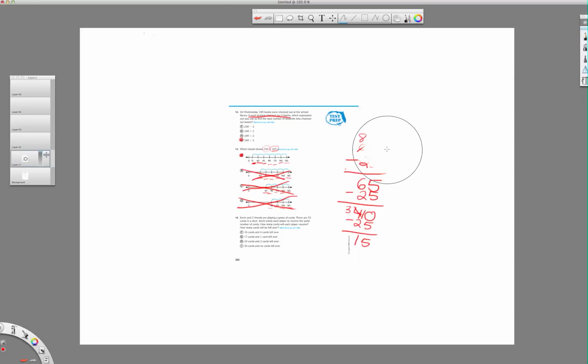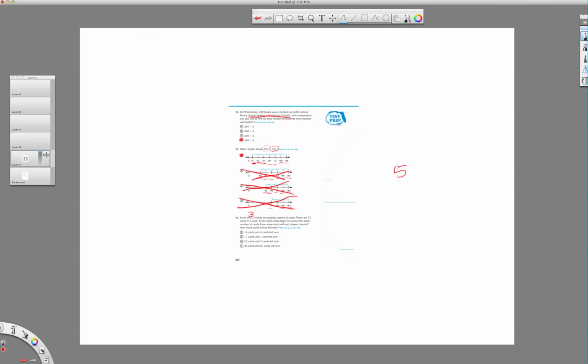And we are now on our last problem. Ooh, that's a long test. Okay, Kevin and two friends are playing a game of cards. So Kevin and two friends, how many people is that altogether? 3. There are 52 cards in a deck, and Kevin wants each player to receive the same number of cards. So he wants to split up those 52 among the 3 people playing equally. So he's dividing. How many cards will each player receive and how many will be left over?